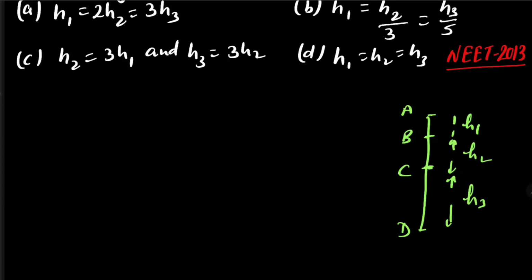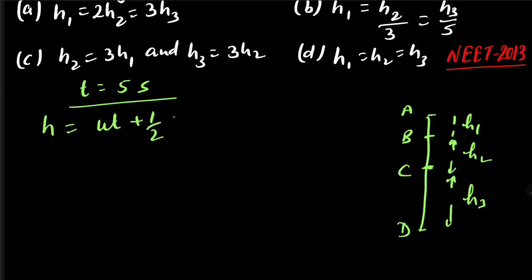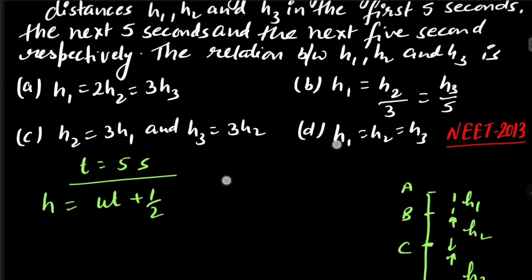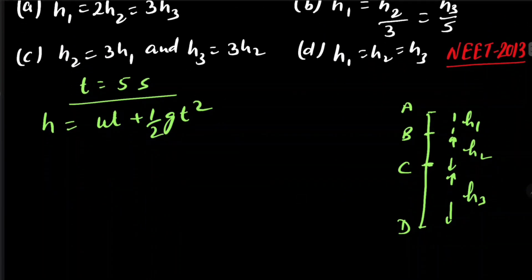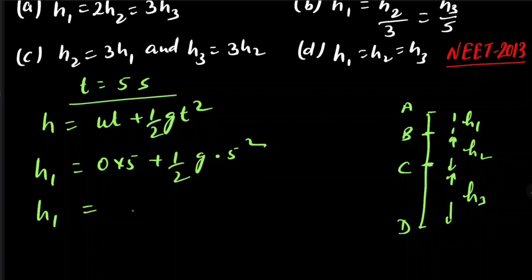So here the time interval is given as 5 seconds. We have to find the height, which we can determine by using the formula ut plus half at square, or since we are talking about free fall, it will be half g t square. For h1, the body will reach B, and the time taken to reach point B is 5 seconds. So h1 will be equal to initial velocity 0 into 5 plus half g into 5 square. So h1 will be equal to 25 g divided by 2.